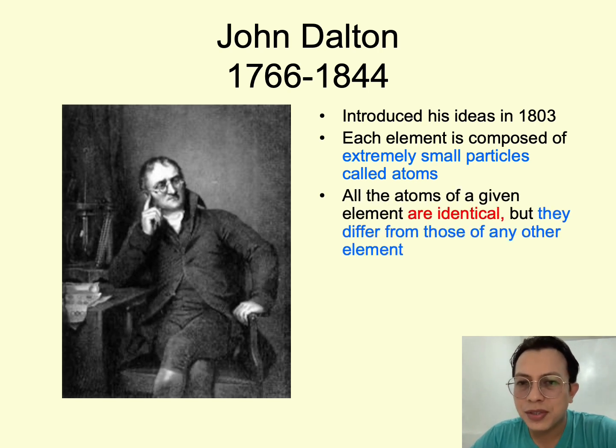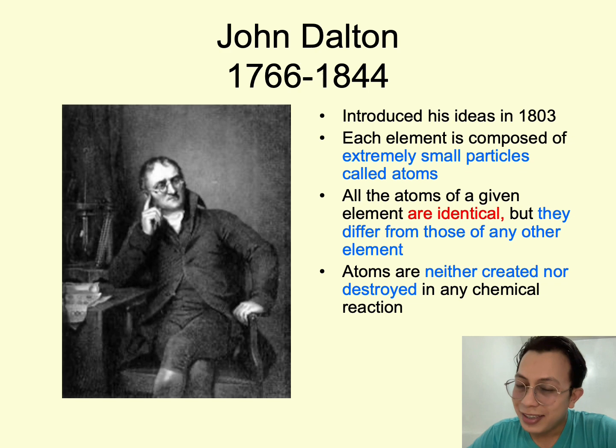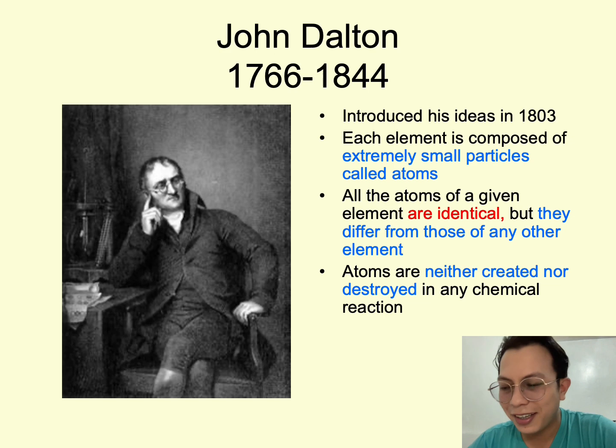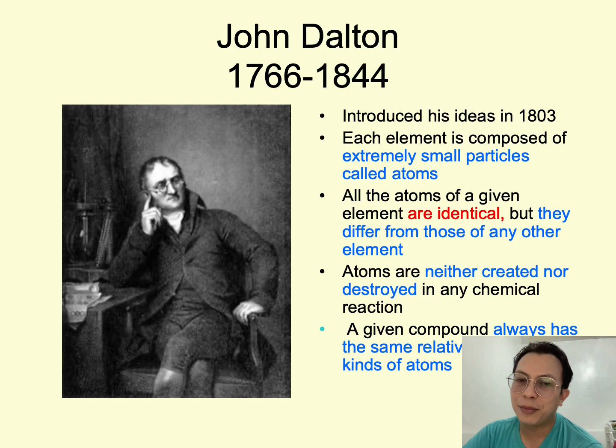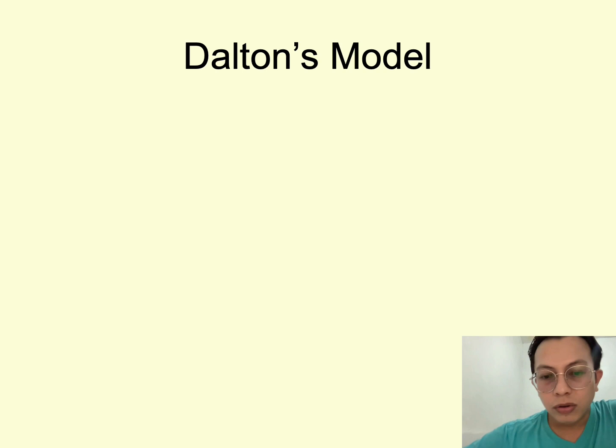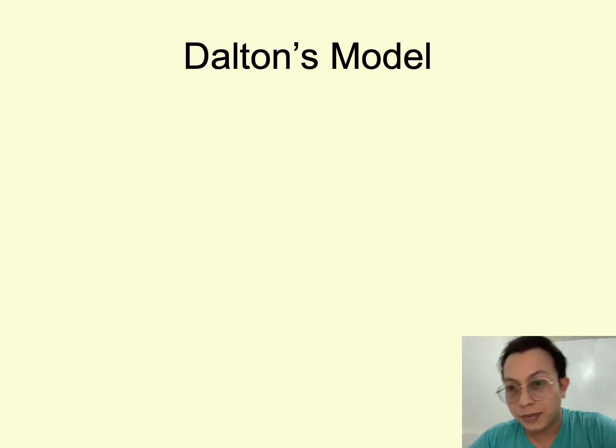And atoms are neither created nor destroyed in any chemical reaction. So you cannot create a new atom, because atoms cannot be created or destroyed, as proposed by John Dalton. And a given compound always has the same relative numbers and kinds of atoms. And this is how Dalton illustrated his model.